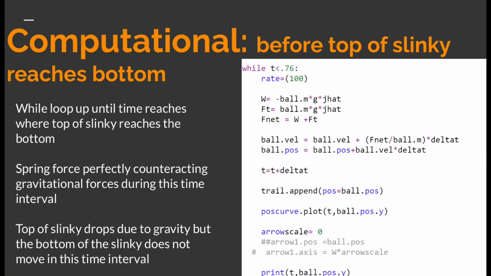So computing before the top of the slinky reaches the bottom shows a while loop where the spring force perfectly counteracts the gravitational force during this time interval, and the top of the slinky drops due to gravity, but the bottom of the slinky does not move during this time interval, and the code is shown here.